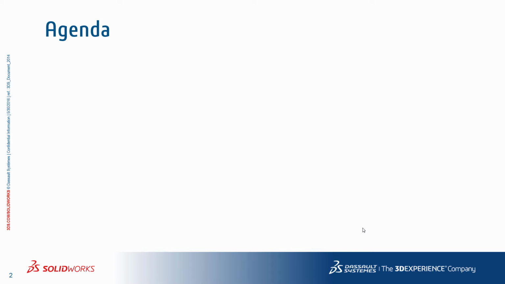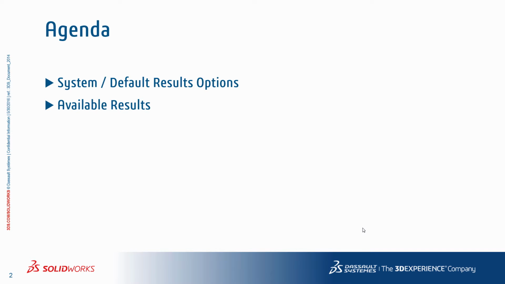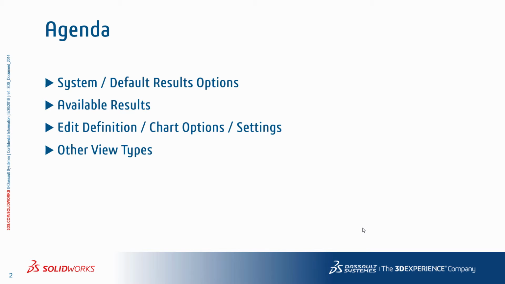The agenda for this presentation is pretty straightforward. We'll start by looking at some system level and default options that can be set upfront to reflect on results plots in any model and any analysis type. We'll then take a look at the available results types. Then we'll take a detailed look at edit definition, chart options, and settings for a result plot that can be used to further customize the plot as necessary. Next, we'll look at ways of manipulating a results plot for visualization and making the most sense out of the results. And finally, we'll take a look at some results query options to get numerical or engineering data.